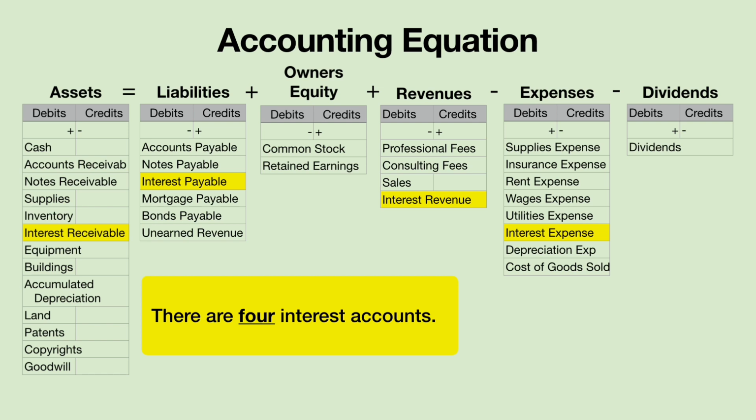Just notice that there are 4 interest accounts in accounting. There's interest receivable, interest payable, interest revenue, and interest expense. Interest is part of financing. It's not part of the operations. And so financing is always held very separate from operations in accounting.